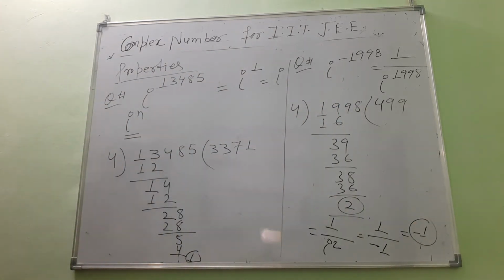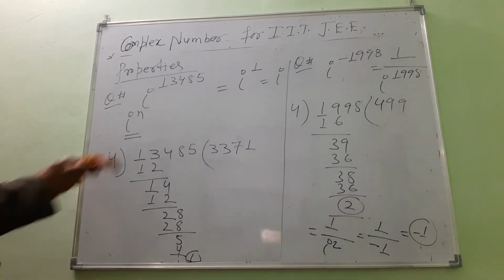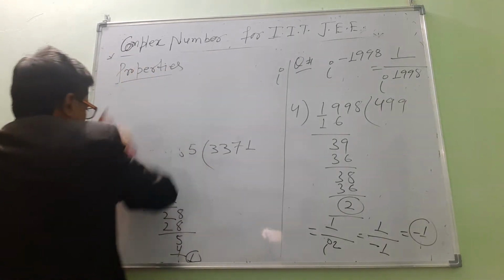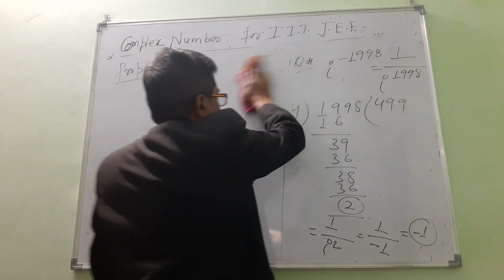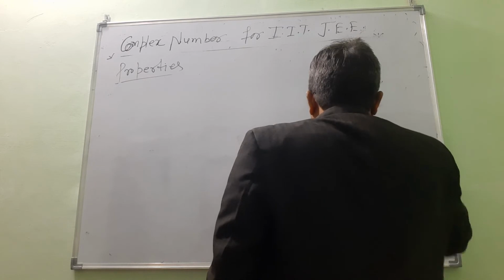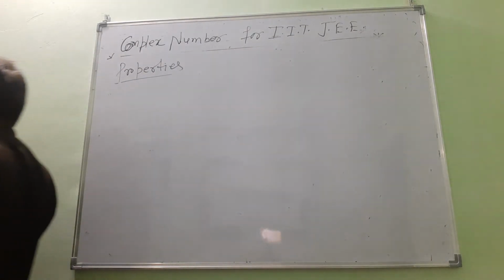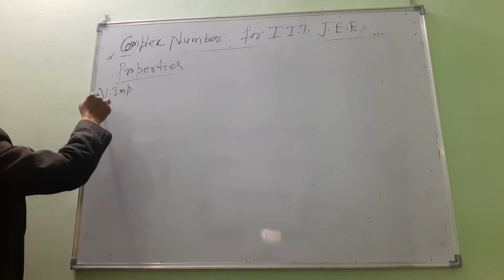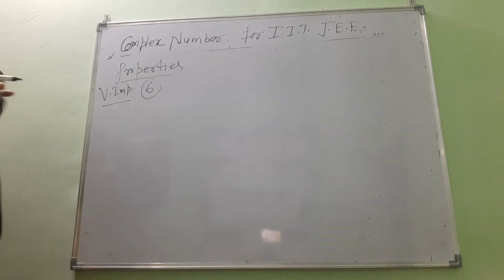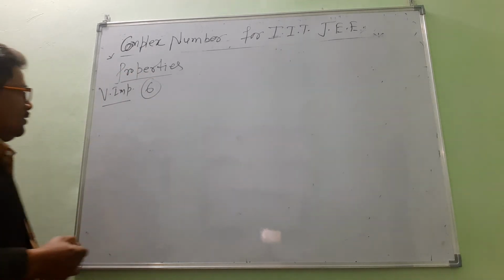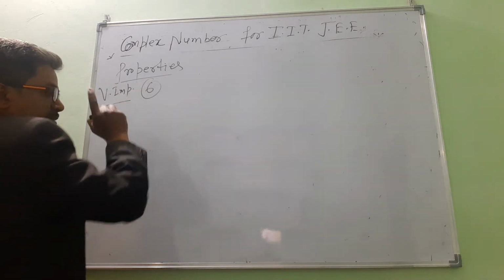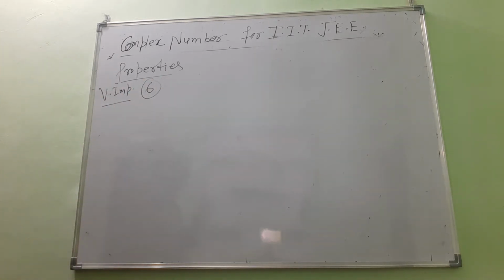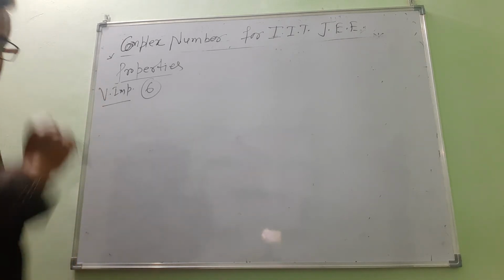Now I suppose you have learned very well how we will get the value if there is a high power of iota. One more question, one more property I will take. A very important property, now I am going to explain it. I suppose this is the number 6 property. What is the number 6 property? It is a very important property, and so many questions have been asked in IIT JEE on this property.